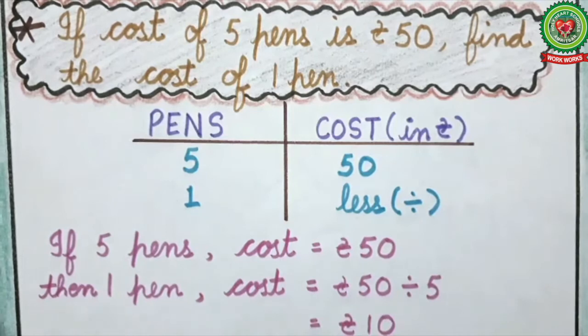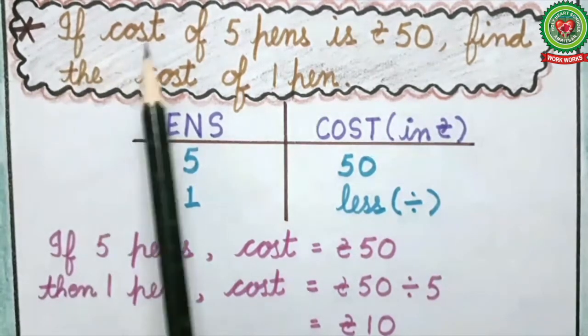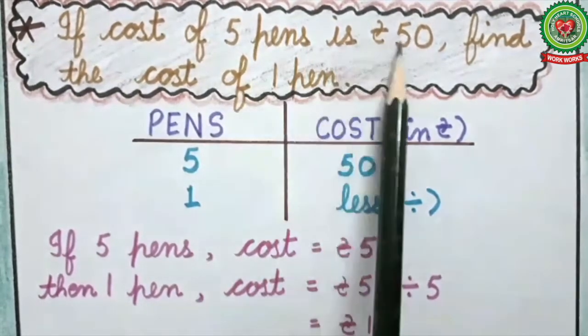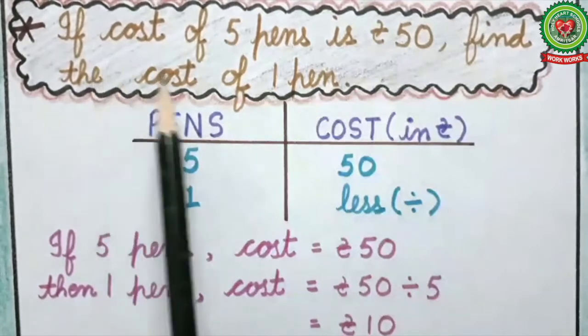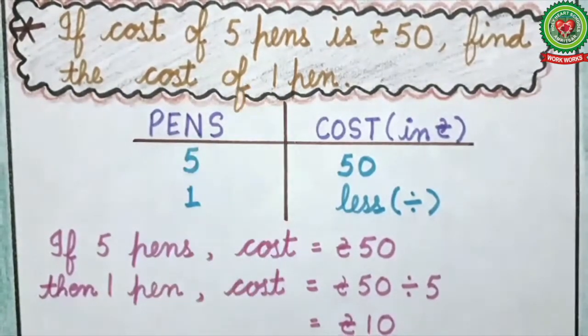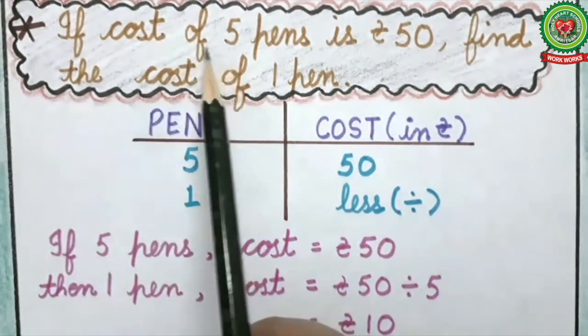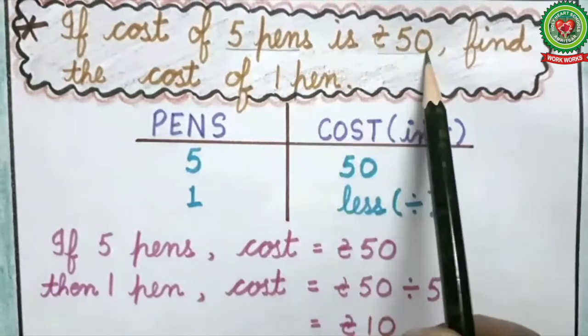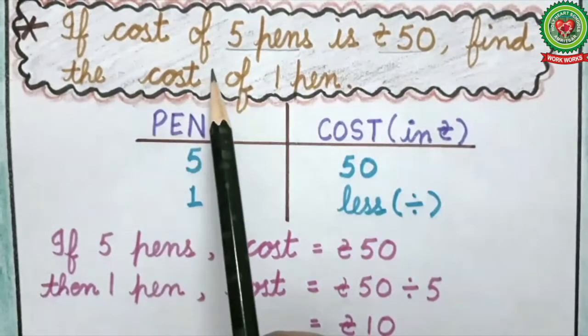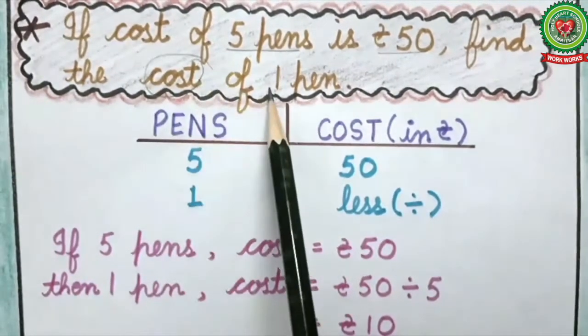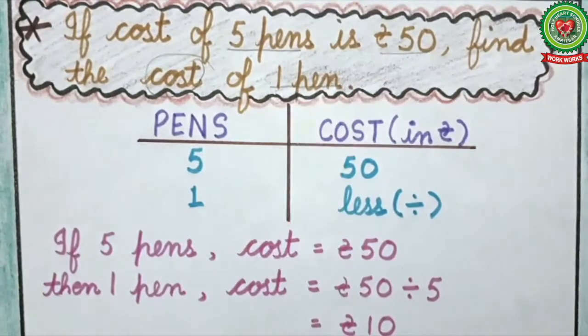Let's discuss one more example. If cost of 5 pens is rupees 50, find the cost of 1 pen. This example is opposite from the previous example. Here we have given cost of 5 pens is rupees 50. We need to find the cost of 1 pen.